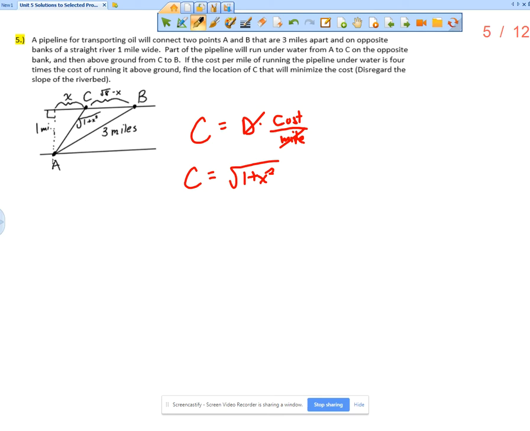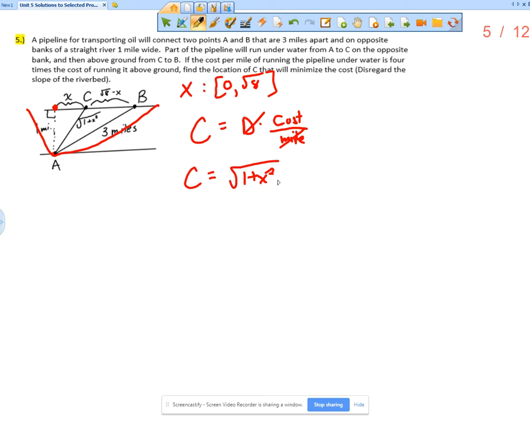Now, we would not go past B, and we wouldn't go to the left of this point over here. So what does that mean? That means x has a value between 0 and root 8. This is important to understand. You know that it's not going to be outside of that because you'd be going a longer distance than necessary. But anyway, let's keep moving.